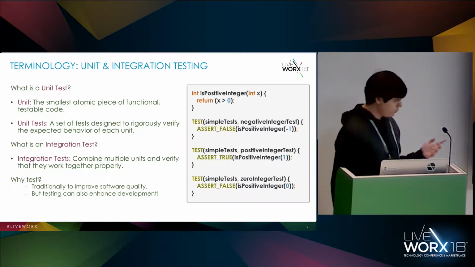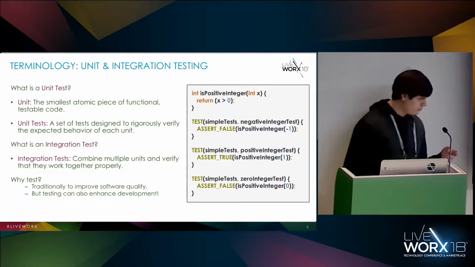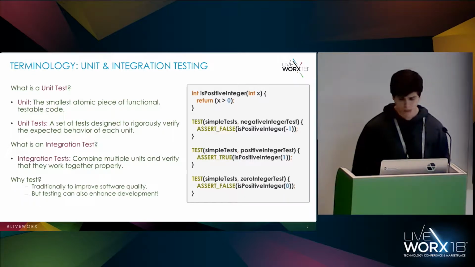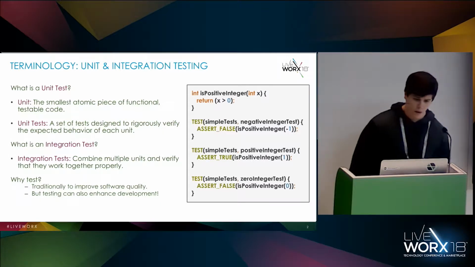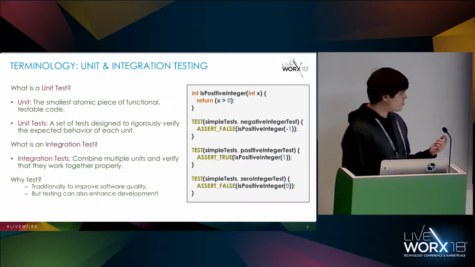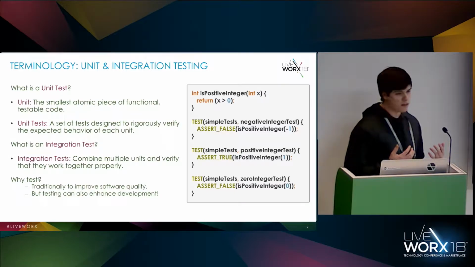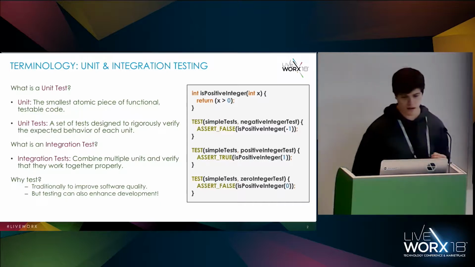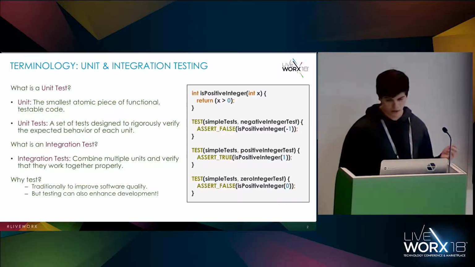And so we'll talk a little bit about why we test. So traditionally, the most obvious reason to test is to improve your software quality, identify defects, and prevent regressions, stuff like that. But one of the things I hope to go over today in this presentation is how that testing can really enhance your development and how you develop your code, as well as traditionally what we use testing for.